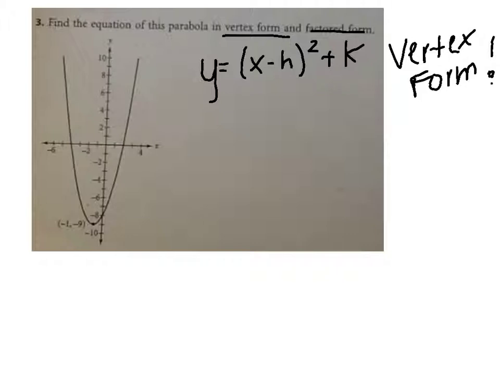In the graph, they give you the vertex. So they give you -1, -9. We know that that is our h and our k. So all you have to do is plug in -1 for h and -9 for k.